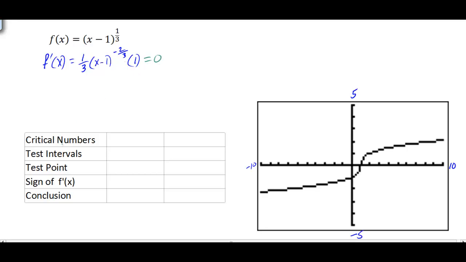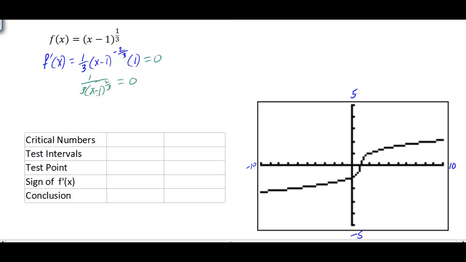to find our critical numbers. And when we're solving this equation, I think you're going to find it easier if you make your exponents positive. So you really notice that we have 1 over 3 times x minus 1 to the positive 2/3. So if we move the x minus 1 to the negative 2/3 to the denominator, our exponent becomes positive. So now the question is, when does this equation equal 0?